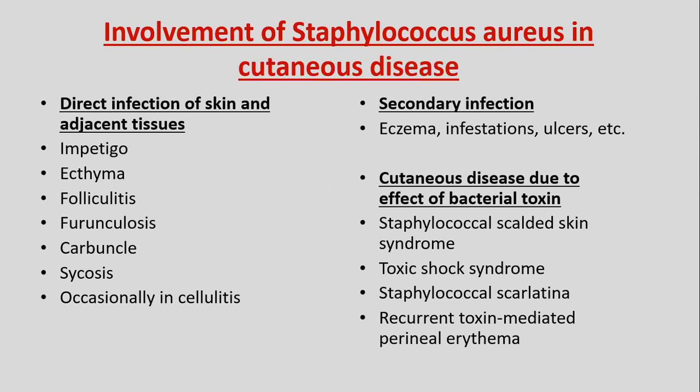Involvement of Staph aureus in cutaneous disease. Direct infection of skin and adjacent tissue by Staph aureus causes impetigo, ecthyma, folliculitis, furunculosis, carbuncle, paronychia, and occasionally cellulitis. Secondary infection can occur in eczema, infestations, and various ulcers.